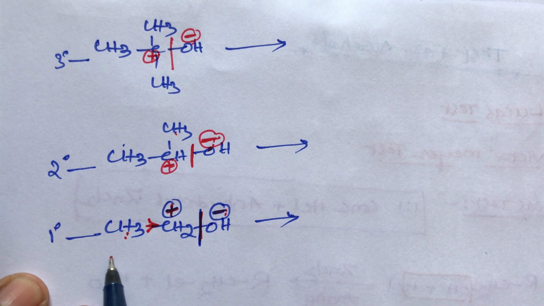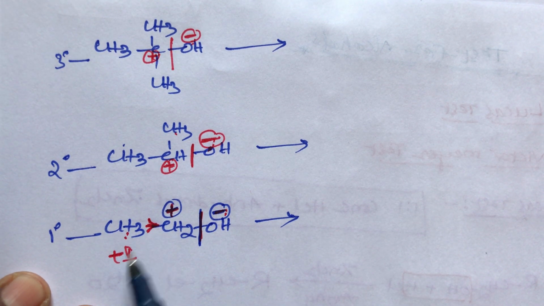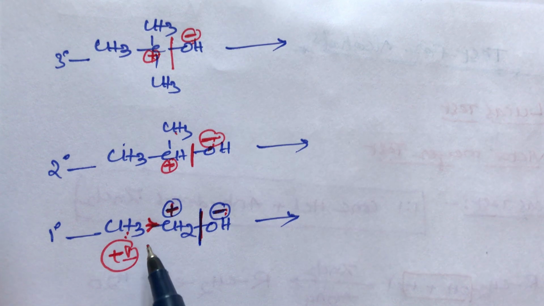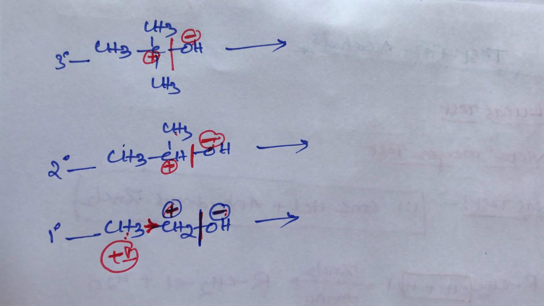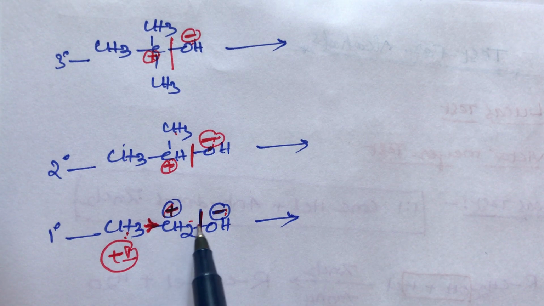What is the role of the CH3 group? That is electron releasing. What is the role of a plus I group? This plus I group is always an electron releasing group, so that's why this positive charge slightly decreases, and the attraction also decreases.